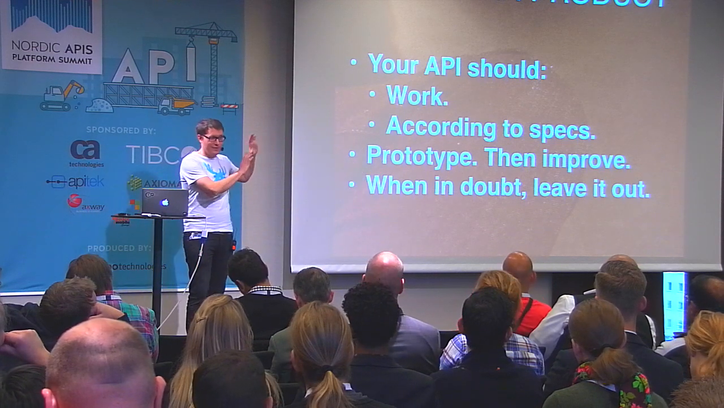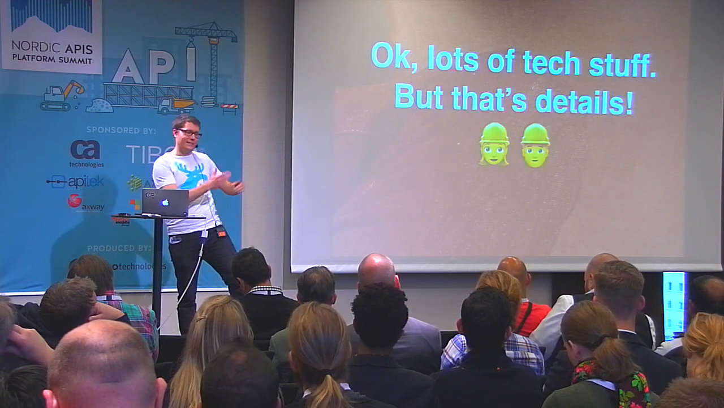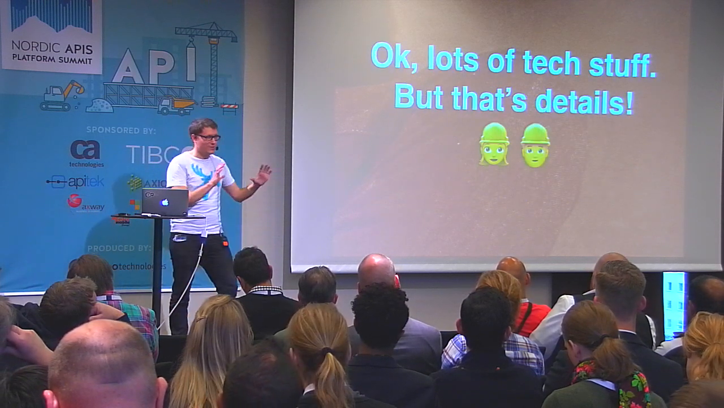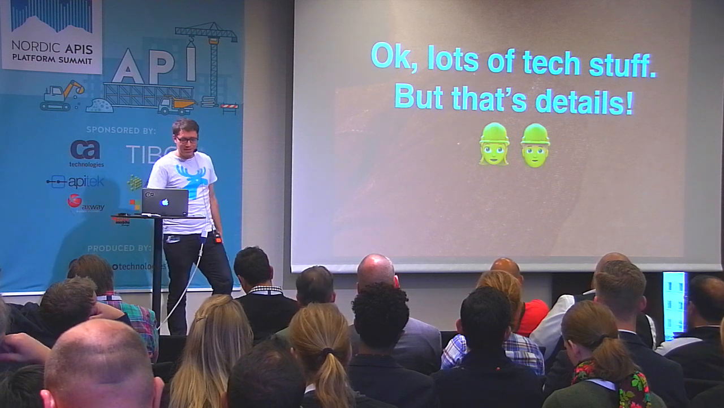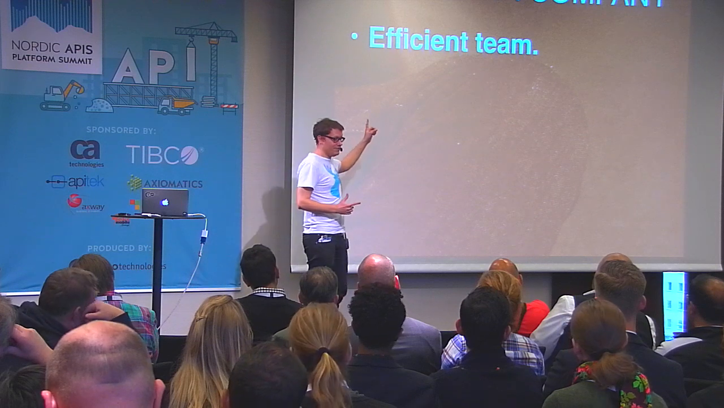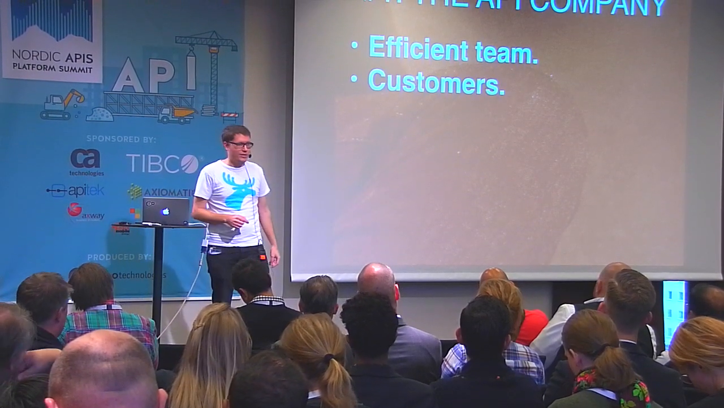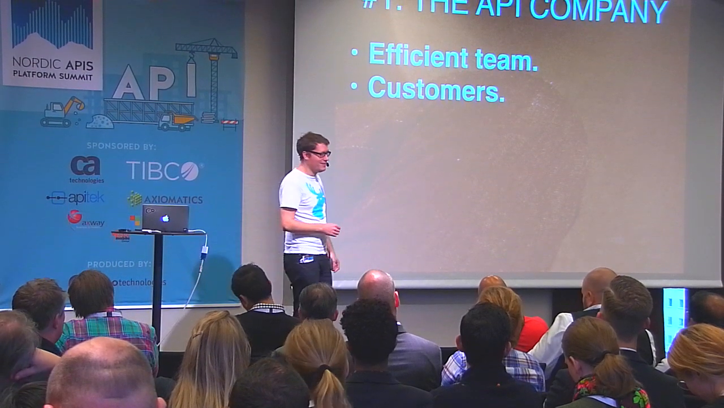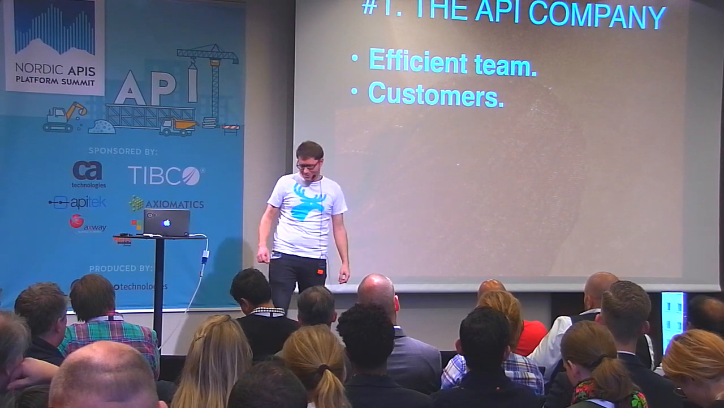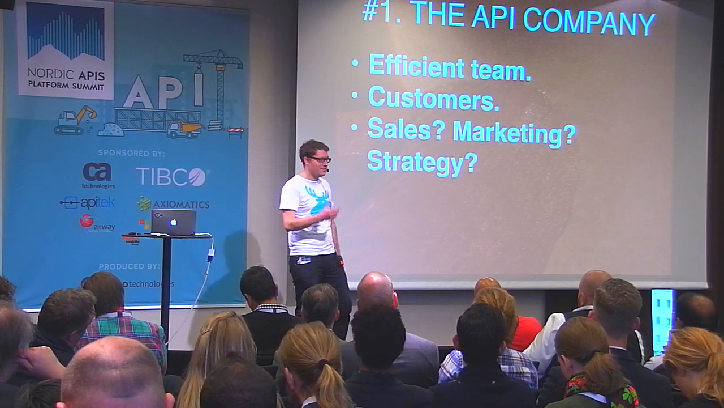Okay, so this is roughly the basics of building an API product. And there's a lot of technical stuff, yeah, but those are generally details. Second problem is the API company. You need an efficient team. You probably need customers. And to get customers, maybe you need sales, marketing, strategy.